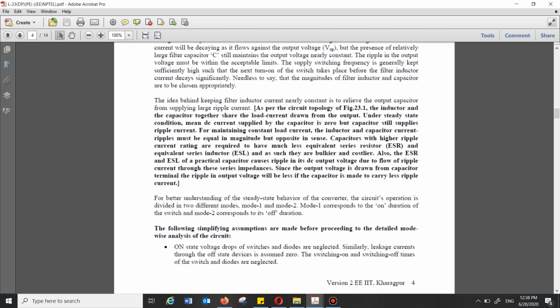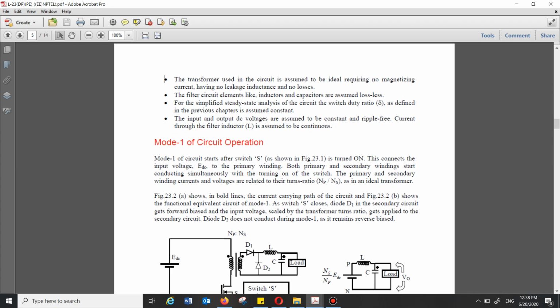On-state voltage drop of the switch and diodes is neglected. Similarly, the leakage current through the off-state devices is assumed to be zero. Switching on and off times of the switch and diodes are neglected. Actually, we are considering ideal conditions, whereas in reality conduction losses and switching losses are there. And also the transformer is assumed to be ideal with no magnetization current, no leakage inductance, no losses. And the filter circuit elements like inductor and capacitor are assumed lossless, which is not true.